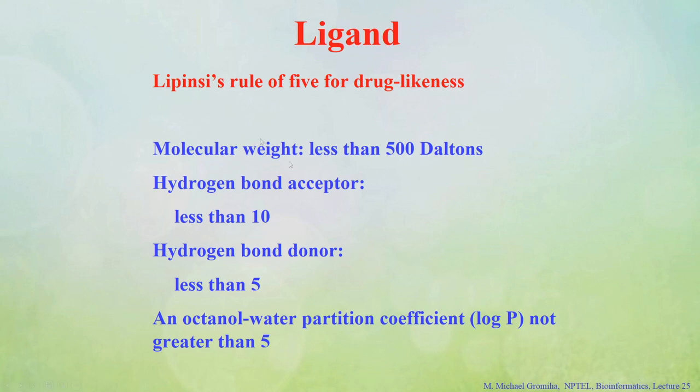Lipinski stated these rules for a ligand to have the character of drug likeness. Not necessarily should all drugs follow this criteria, but most drugs are chemical compounds which may act as drug-like, and they may have these conditions. The first one is the molecular weight. What is the molecular weight? You can see the weight of any compound. The molecular weight should be less than 500 daltons. Then we have the hydrogen bond acceptor, less than 10, and hydrogen bond donor, less than 5.